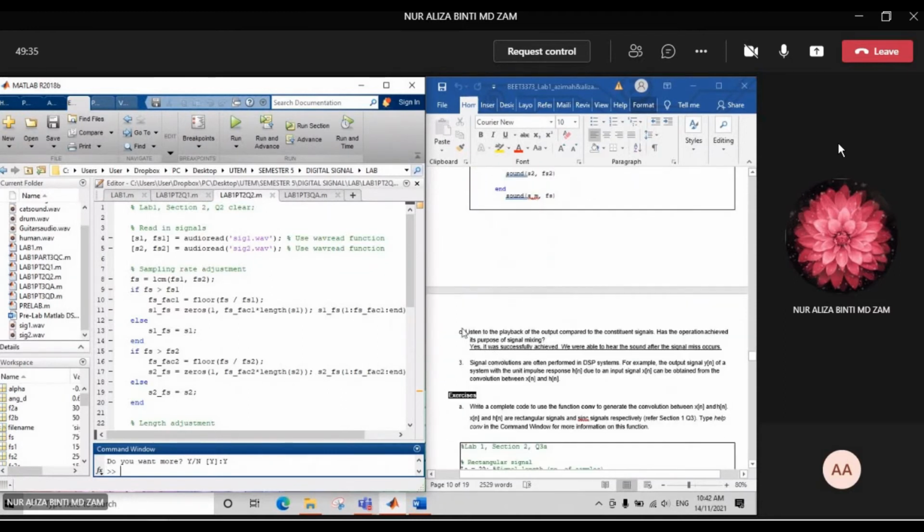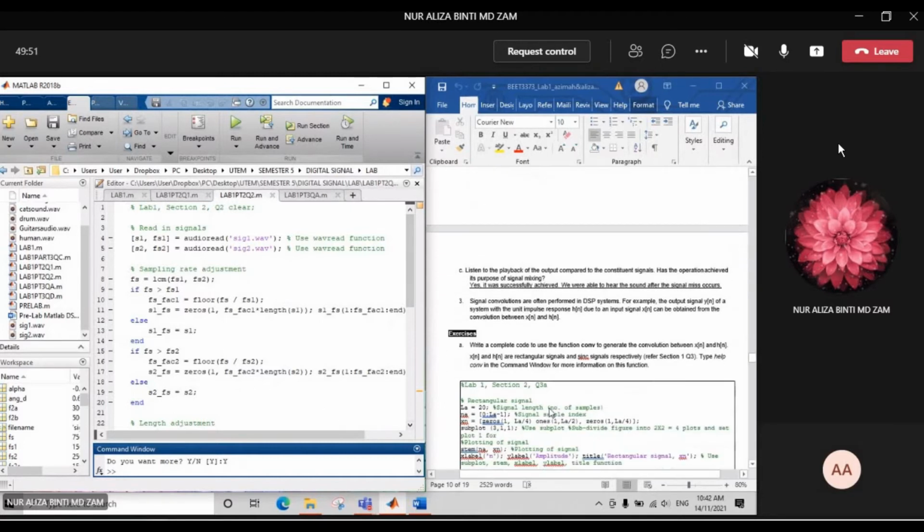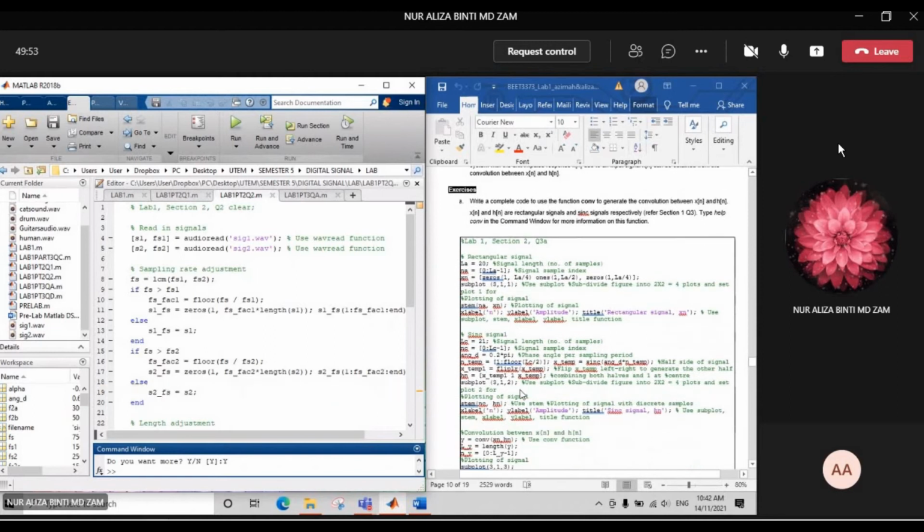Okay, so we go to question C. Listen to the playback of the output and compare the constituent signals. Has the operation achieved its purpose of signal mixing? So the answer is yes. It was successfully achieved. We were able to hear the sound after the signal mixing occurred. Okay, so we move on to the next question.